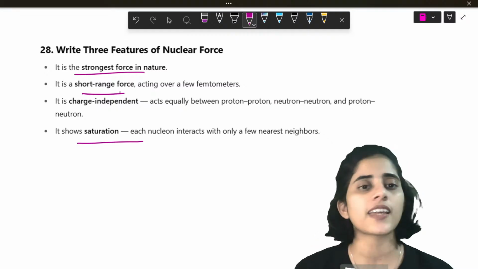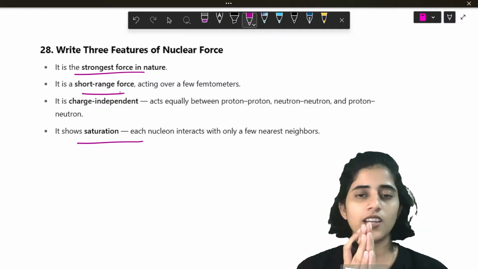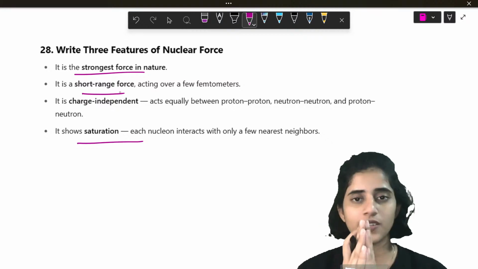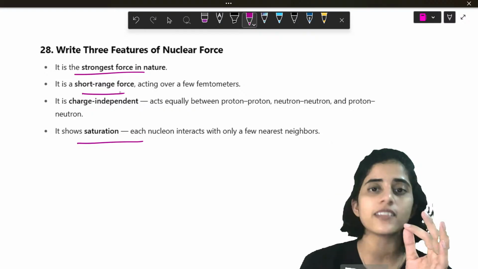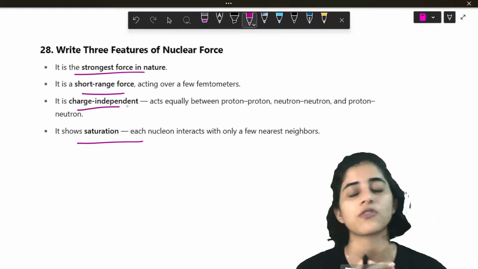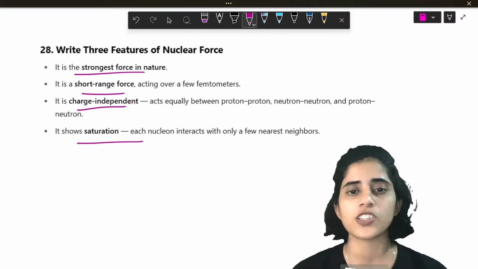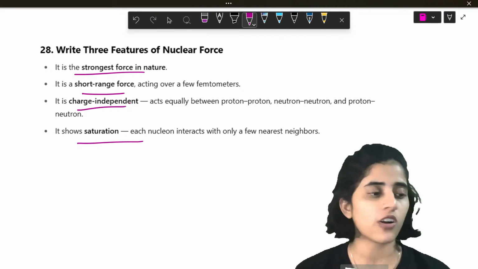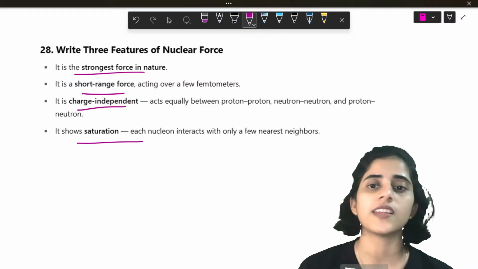It's like my hands are more far apart than two nucleons, because my hand is full of atoms. Inside them there is proton and neutron, and they have the nuclear force. So imagine how short the range is. And they're charge independent. So they can act between a proton and a proton. They can act between a neutron and a neutron. They can act between a proton and a neutron. So they don't care about charges.